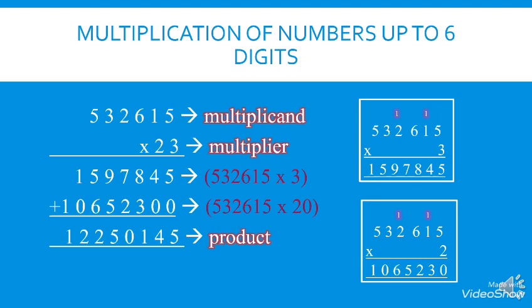3 5s are 15. 5, 1 will be carry. 3 1s are 3 plus 1, 4. 3 6s are 18. We will write 8, 1 will be carry. 3 2s are 6 plus 1 will be 7. 3 3s are 9 and 3 5s are 15. You can see on your screen, for your convenience, I have done the multiplication with the single digit at the right side of the slide.